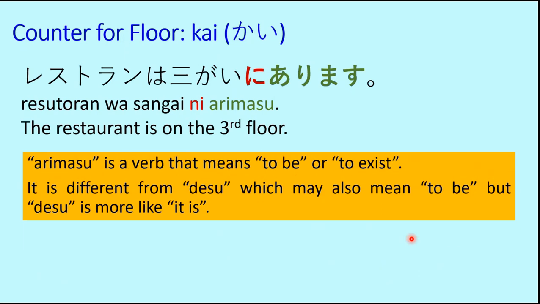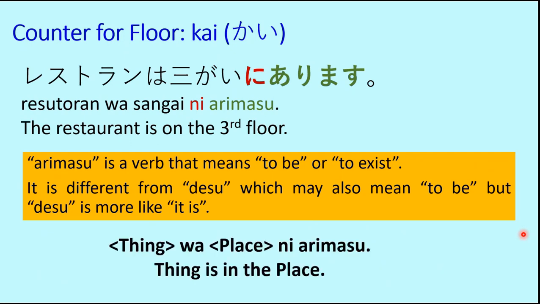And next is arimasu. Arimasu is a verb that means to be or to exist. Arimasu is different from desu, which may also mean to be, but desu is more like it is, that something is there or some universal truth is there. But arimasu is specifically used to locate something or to prove something's existence. So if we combine ni and arimasu, we have this sentence structure: thing wa place ni arimasu. That is, the thing is in the place. It indicates the location of something.